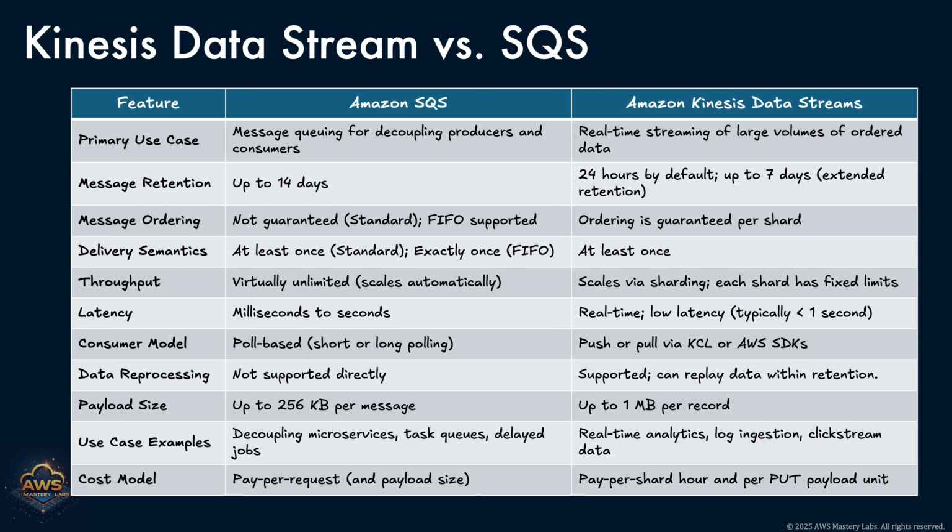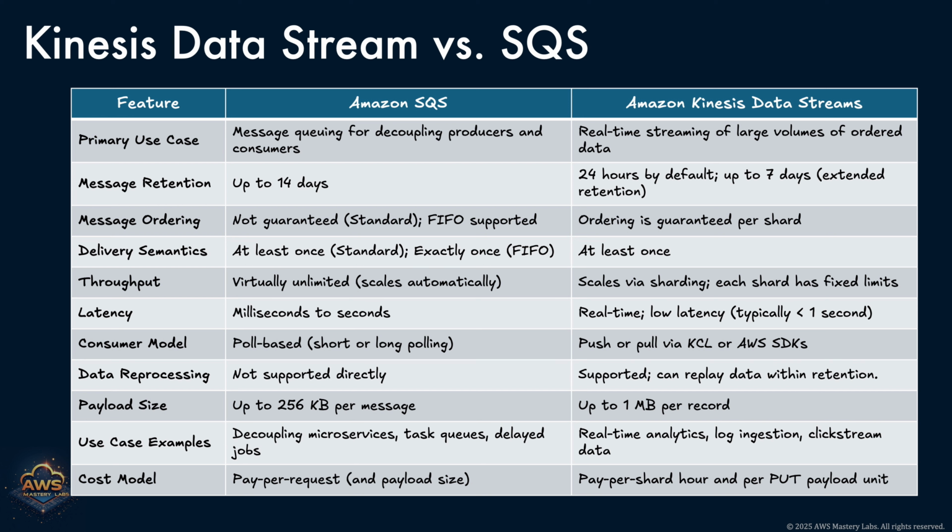On the other hand, Amazon Kinesis Data Streams is purpose-built for real-time streaming data. It's ideal when you're ingesting and processing time series data, like application logs, click streams, sensor data, or telemetry. Kinesis supports multiple consumers reading from the same stream simultaneously, and data is retained for up to 7 days, enabling replay for error recovery or new consumers.